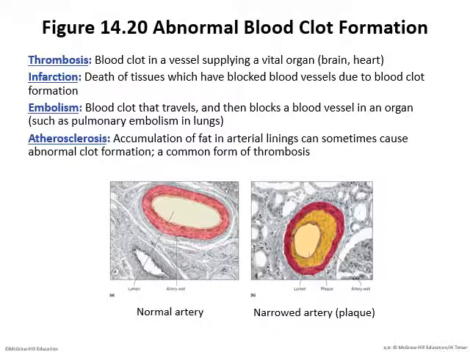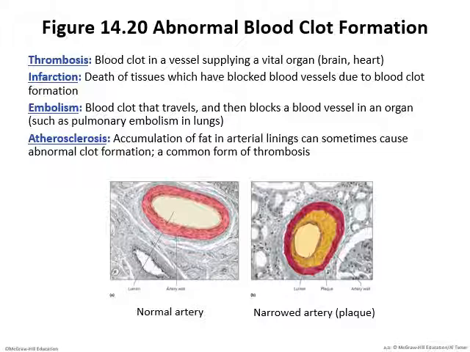Okay, so abnormal blood clot formation, so thrombosis. This is a blood clot where it does not belong. It does not need to be supplying a vital organ, the brain or the heart. Deep vein thrombosis is when you get a clot in your calf muscle area, and that is not supplying your brain or your heart. Infarction is death of the tissues around a blood vessel that's been blocked.